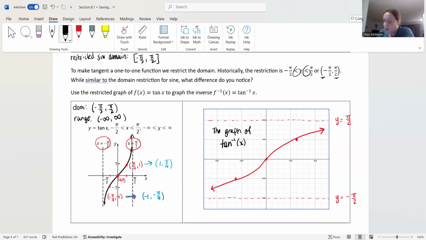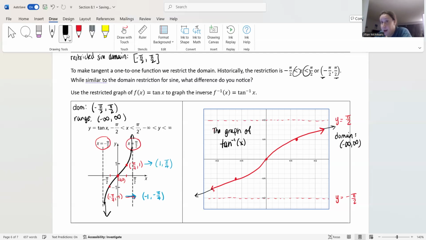You can see this graph goes forever in both directions. Now let's look at the domain and range of the inverse tangent function. When I look at the domain, this graph goes forever in both directions, so I would say the domain is negative to positive infinity.